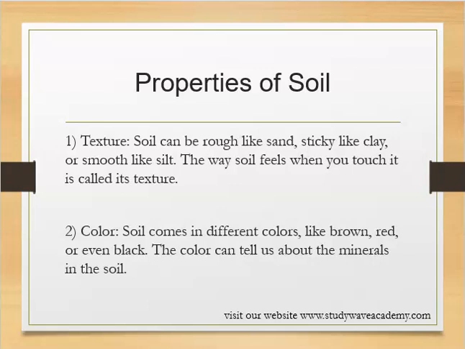Color. Soil comes in different colors like brown, red, or even black. The color can tell us about the minerals in the soil. Remember, one of the components was minerals, right? So one of the properties is color. The different colors can tell you about the minerals of the soil, what the soil has. Okay?